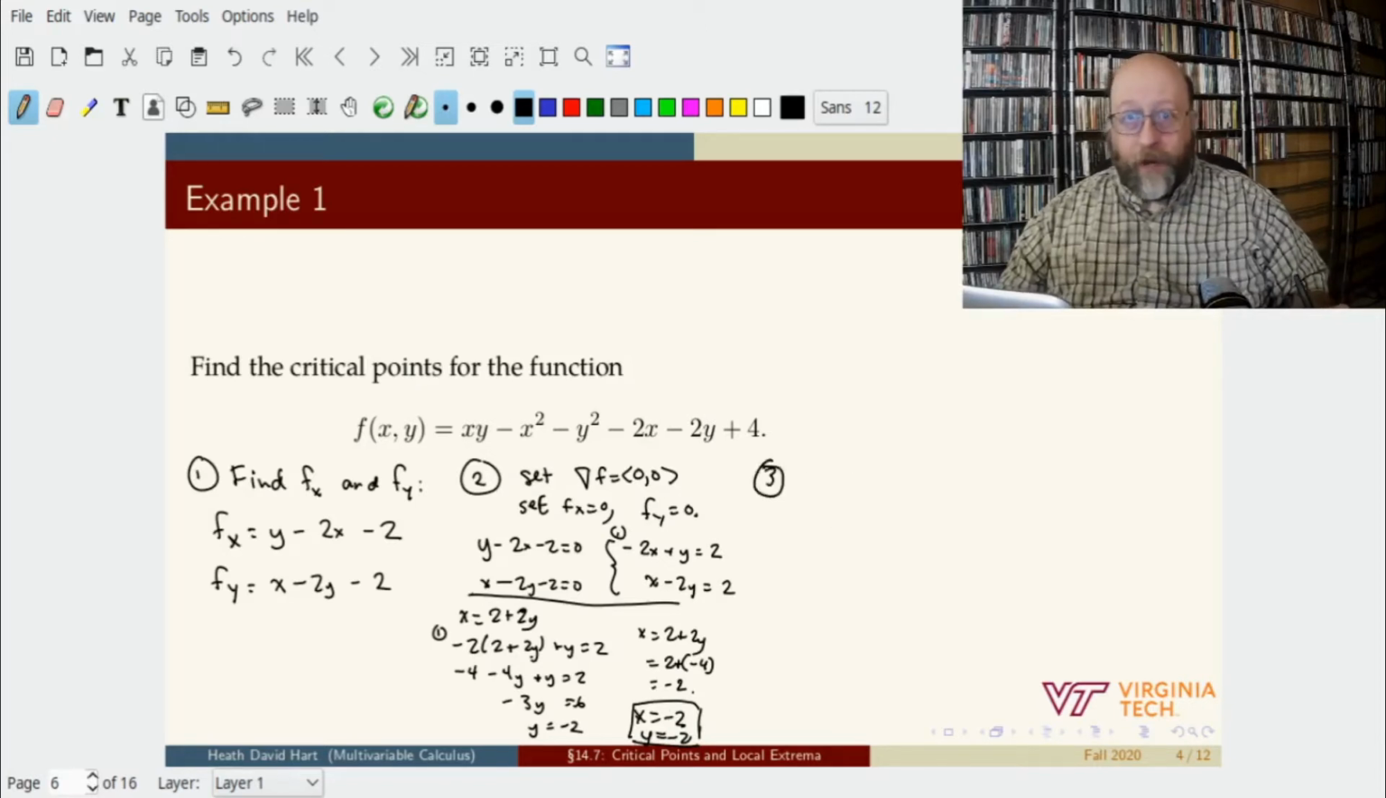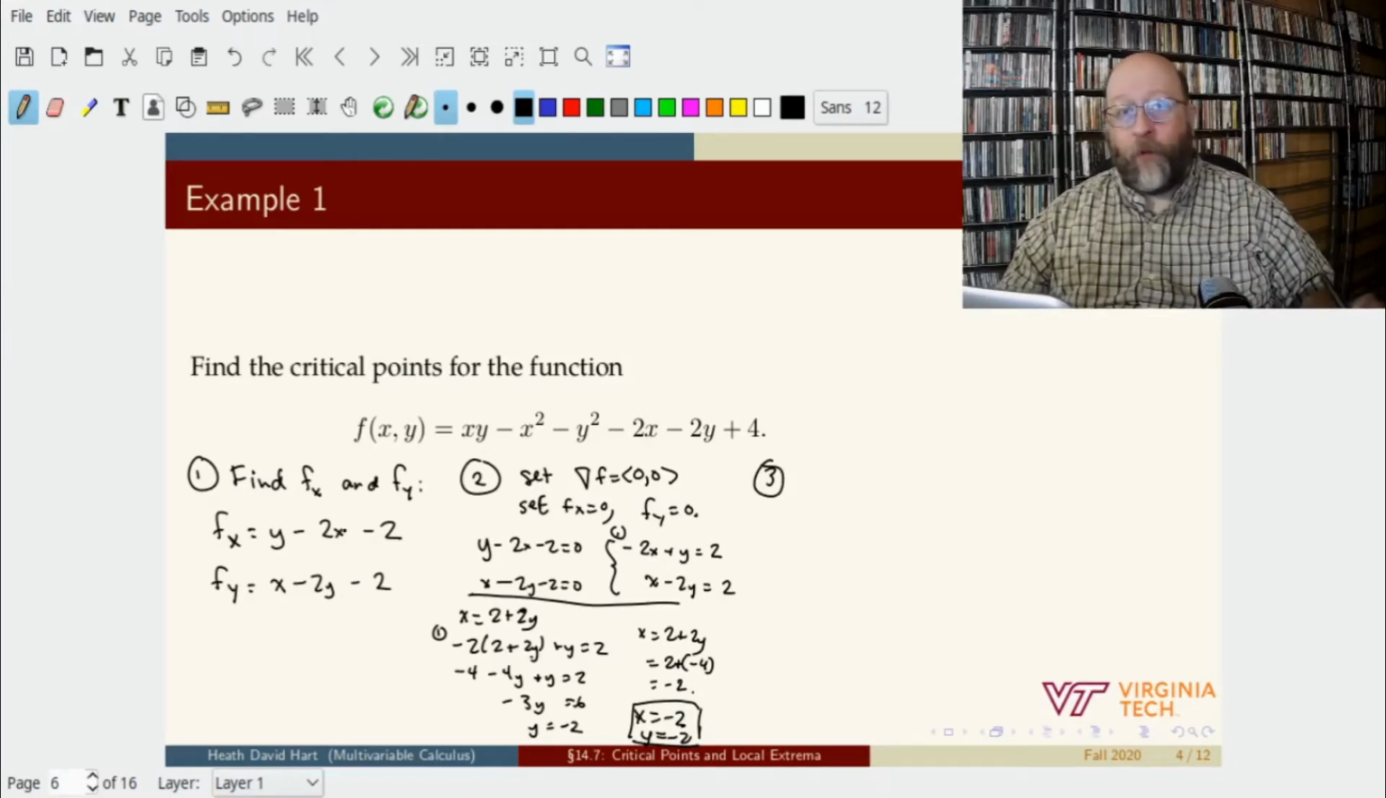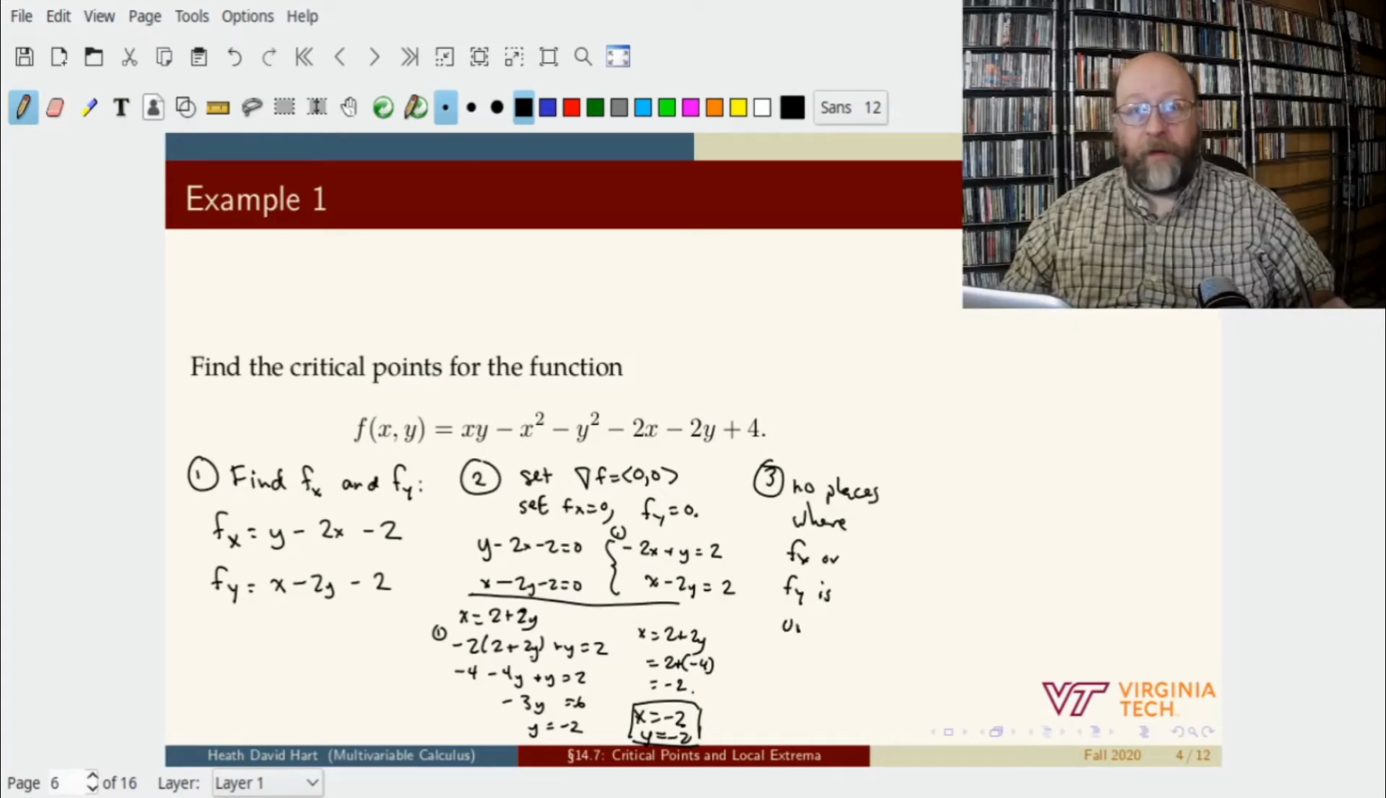Are there any places in which these partial derivatives are undefined? No, we're not dividing by anything or taking the square root or doing anything weird with trig functions. There are no places where fx or fy is undefined. So we don't have to worry about those kinds of critical points. So then the last thing we have to do is figure out what z is.